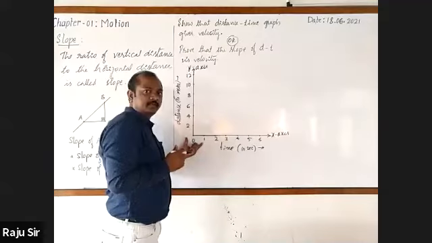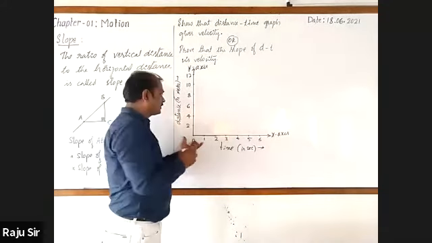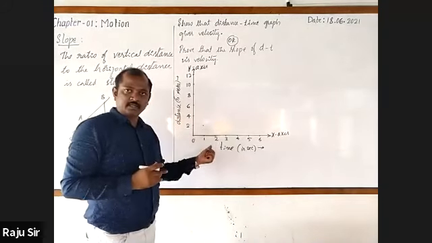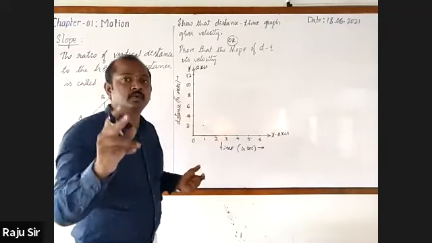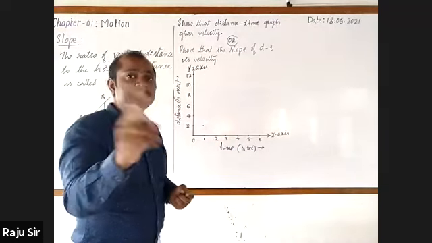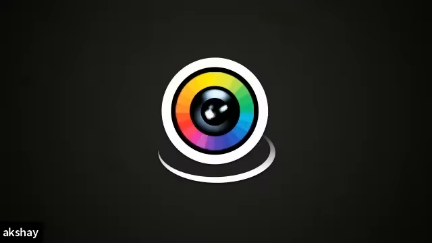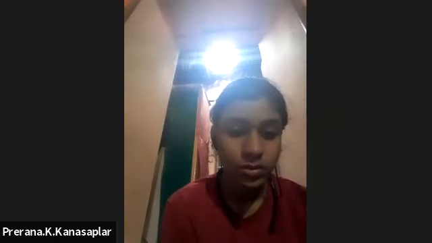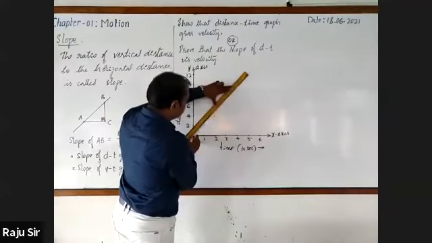In the first second, assume that a body covers a distance of 2 meter. In the next second, it covers again 2 meter. Now, could you tell in two seconds, total how much distance it will cover? 4 meter. Next, in 3 seconds, it covers 6 meter. I'm marking it. Let me go for finding these points.